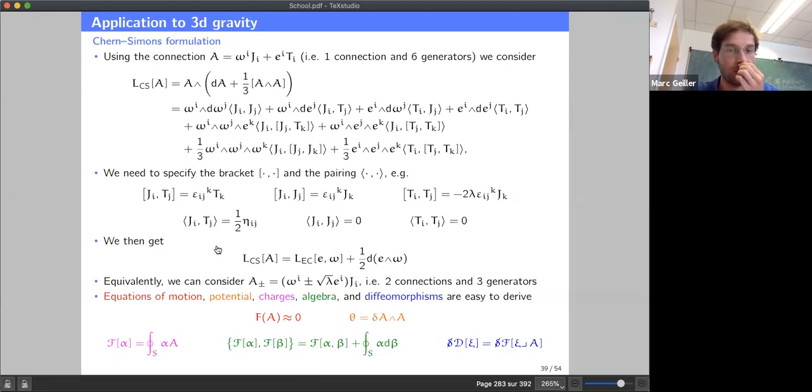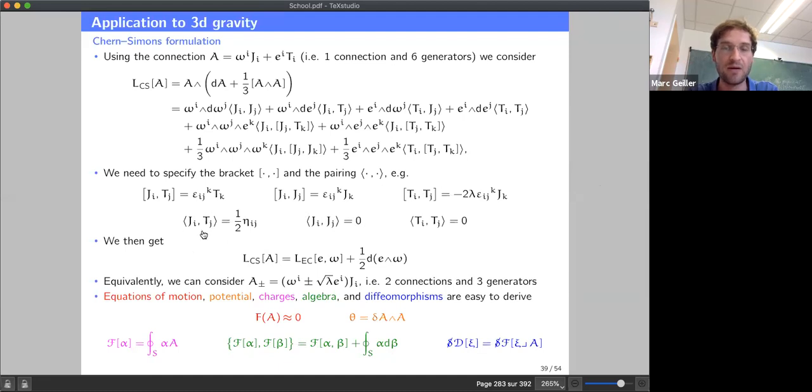Yeah, so the pairing is just a bilinear form on the algebra of J and T. And so you notice that, maybe if the question is whether I could have chosen also a non-vanishing pairing between J and J, or T and T, well, the answer is yes, but I didn't show it here. If you were to choose a non-vanishing pairing between the generators J and T, well, in this case, the Chern-Simons Lagrangian would not reduce to the Einstein-Cartan Lagrangian. You would have another Lagrangian, which actually gives equivalent equations of motion, but it's another inequivalent Lagrangian, but it has the same equations of motion.